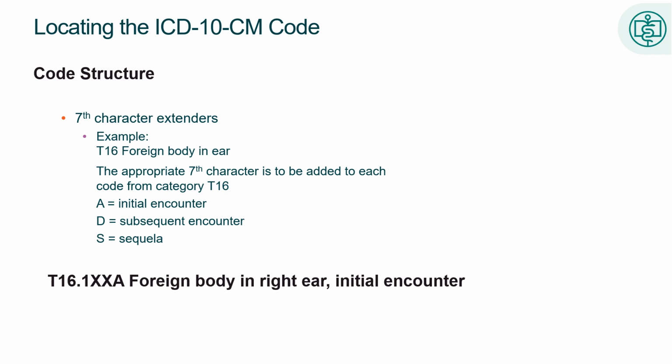Some codes will require placeholder X to make the code long enough for the 7th character to be reported in the 7th position. Look at code T16.1, which is a foreign body in the right ear. There are no further divisions of T16.1. Adding 2 X's to the end of the code makes the code long enough for the 7th character A to be correctly positioned in the 7th spot. The 7th character A represents an initial encounter.